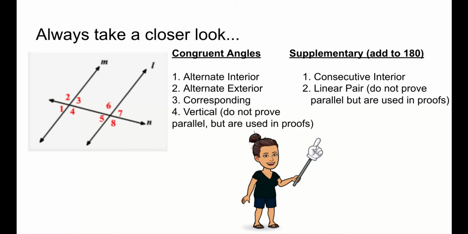Always take a closer look at your pictures. We have congruent angles. We have 4 of them: alternate interior, alternate exterior, corresponding, and vertical. However, vertical can be in a proof, but they are not used to say that the two lines are parallel. And then supplementary, which adds to 180. We have consecutive interior angles, and we have linear pairs. Again, linear pairs are used in proofs, but they do not prove lines parallel.